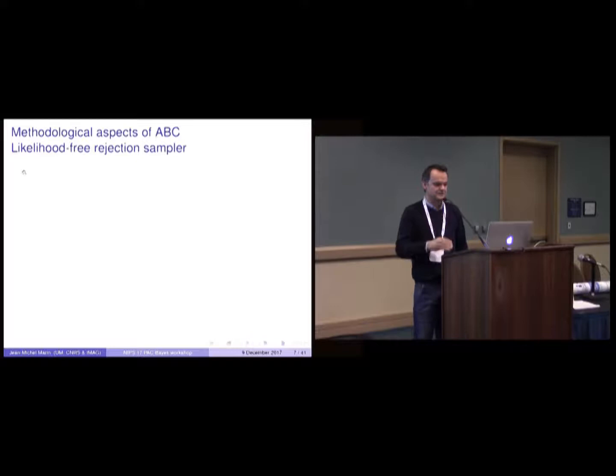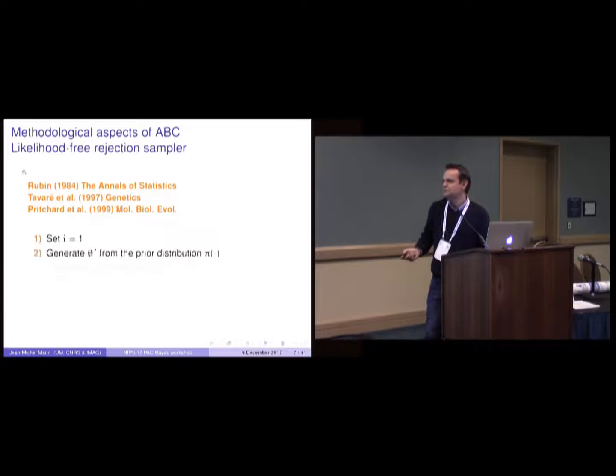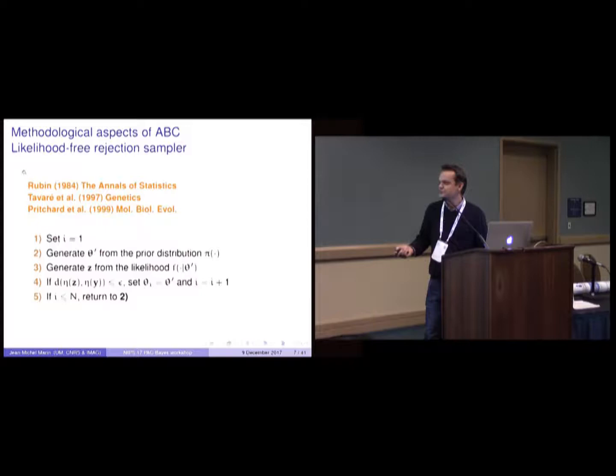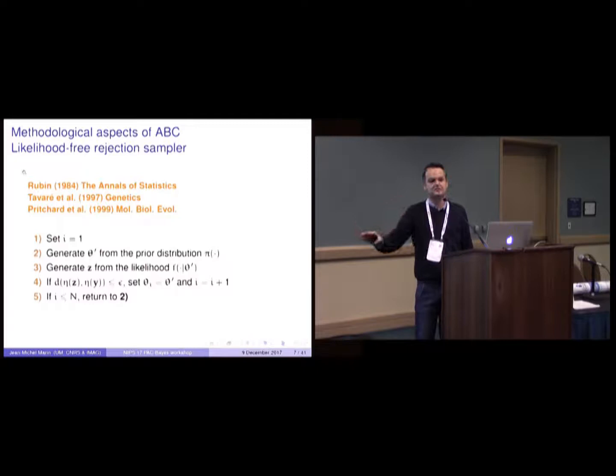Okay, let's start with the methodological aspect of ABC and the first algorithm, which is a likelihood-free rejection sampler. This is an extremely simple algorithm. You have a proper prior distribution, so you generate a parameter value from the prior, you generate a pseudo observation coming from the model for the corresponding parameter value, and you compare this pseudo observation to the observed using summary statistics coded by the function eta and a distance d. And if this distance is small enough, according to a threshold which is called epsilon, you say that the corresponding theta value is approximately distributed from the posterior distribution. So it's a very simple and intuitive algorithm which consists of simulating a pseudo data, comparing it to the observed, and seeing if the two are close enough.